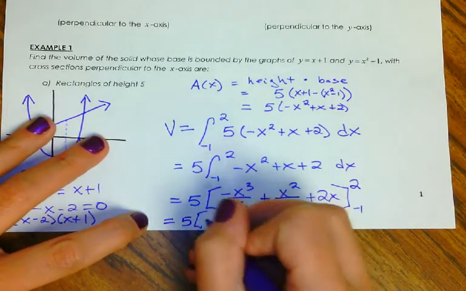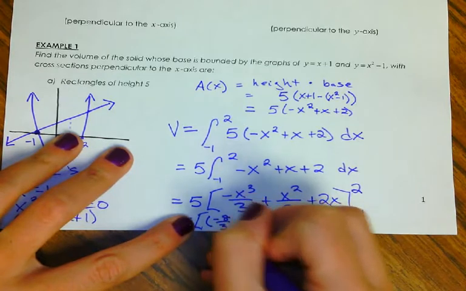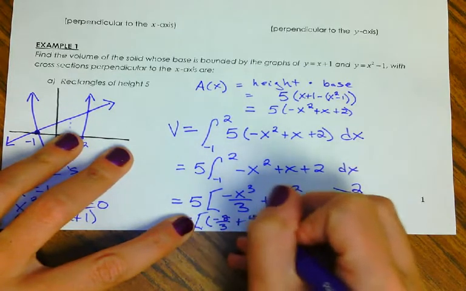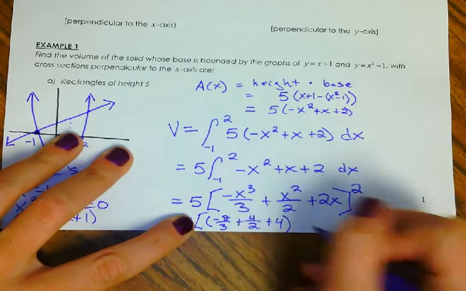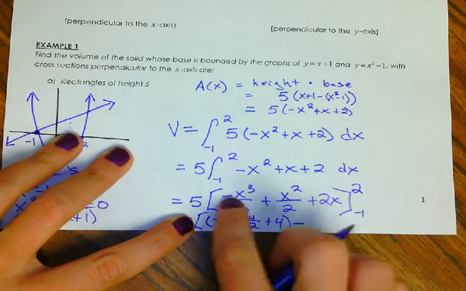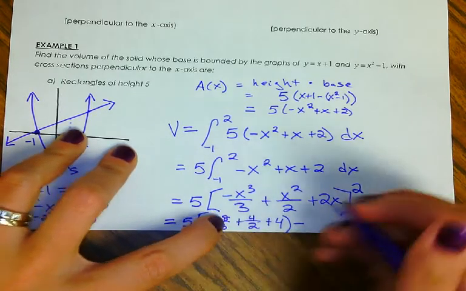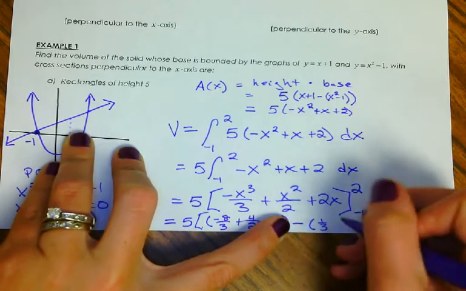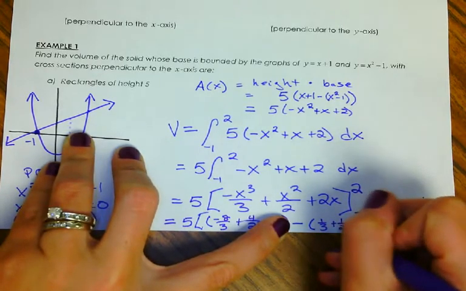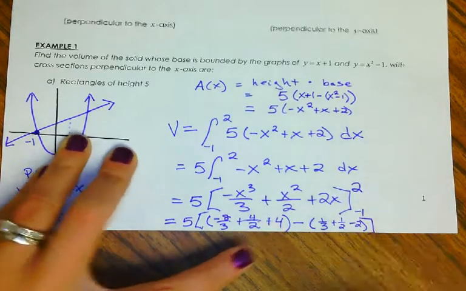and then I'll do it in parentheses here. So you've got, that's going to be negative 8 over 3 plus 4 over 2. Oh, that's 2, but plus 4 minus what you get when you plug in negative 1. So a negative cubed is negative, but then it's a negative there, so then it's a positive, but it's in parentheses, so you get a 1/3 plus 1/2 and a minus 2, close parentheses.